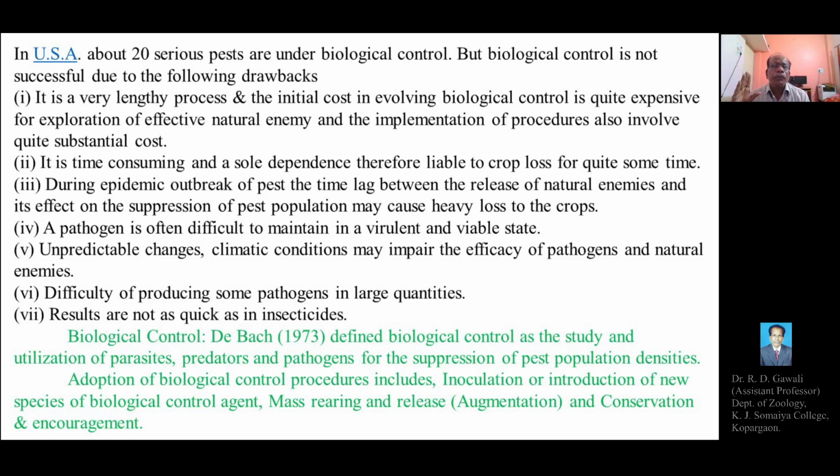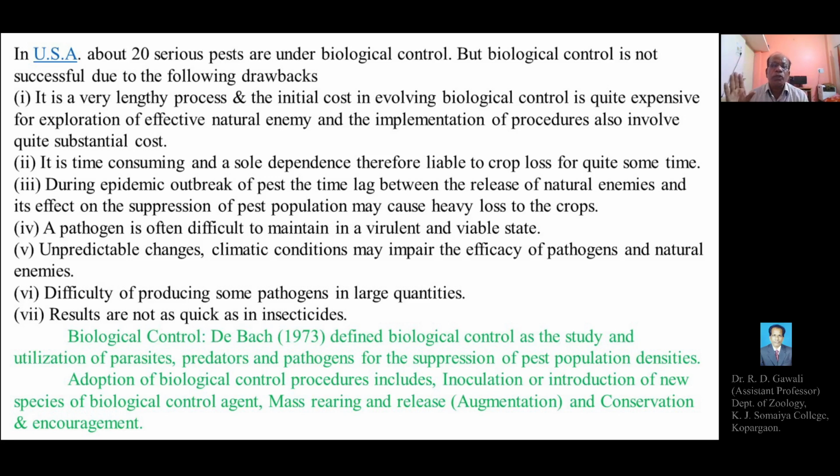D. Back in 1973 defined biological control as the study and utilization of parasites, predators, and pathogens for the suppression of the pest population densities. So this is the definition of biological control according to D. Back in 1973.